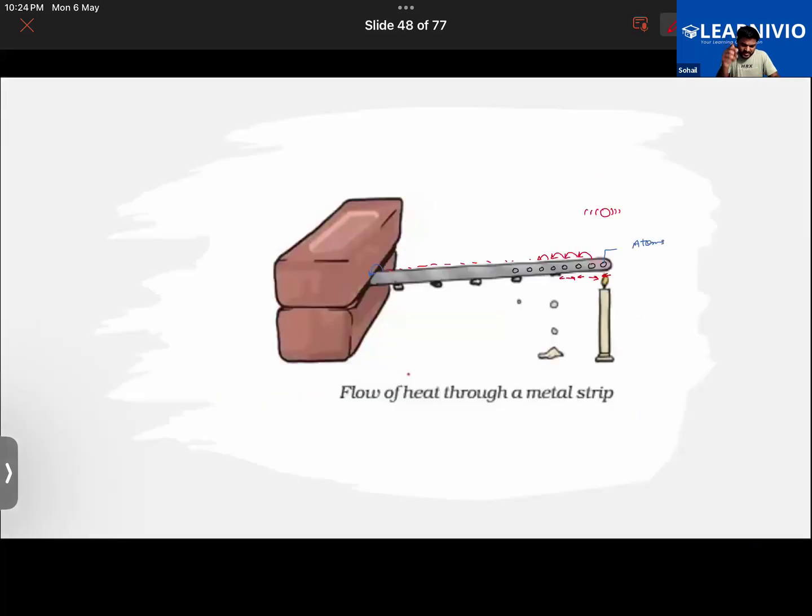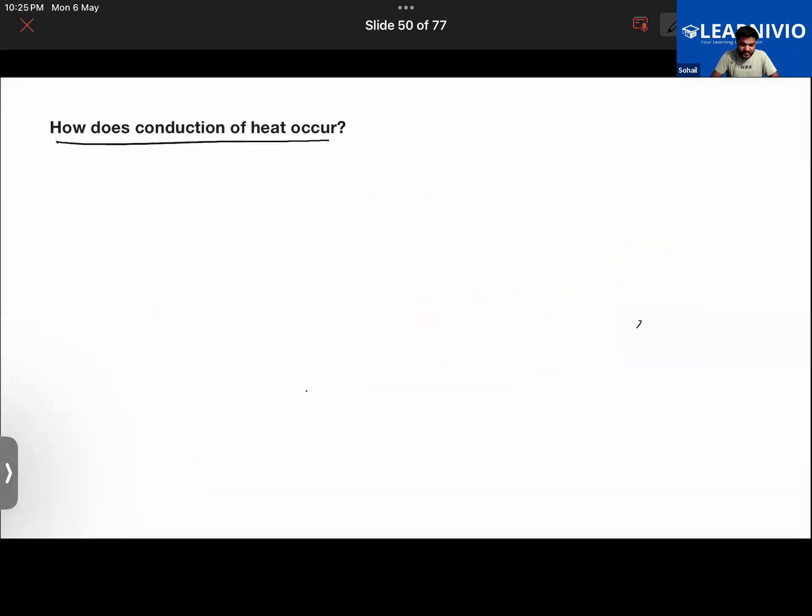Another thing, actually, in this one, I forgot. These were small iron strips that were attached to it, or you might find that there will be iron nails attached to this. Anyways, we can do the activity also to show conduction of heat.